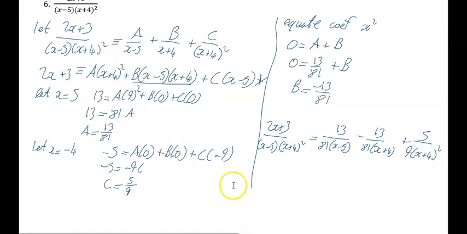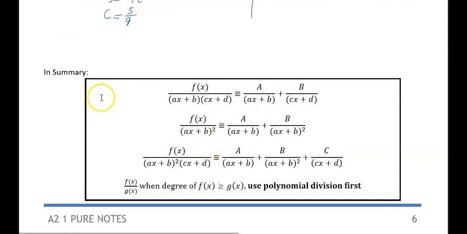Okay, if we look down at the wee summary here, it sums up everything that we have said. The key point here is, remember to divide. If the degree of f of x is the same or greater than that of the function on the bottom line, then you must divide first, and just take care doing that.